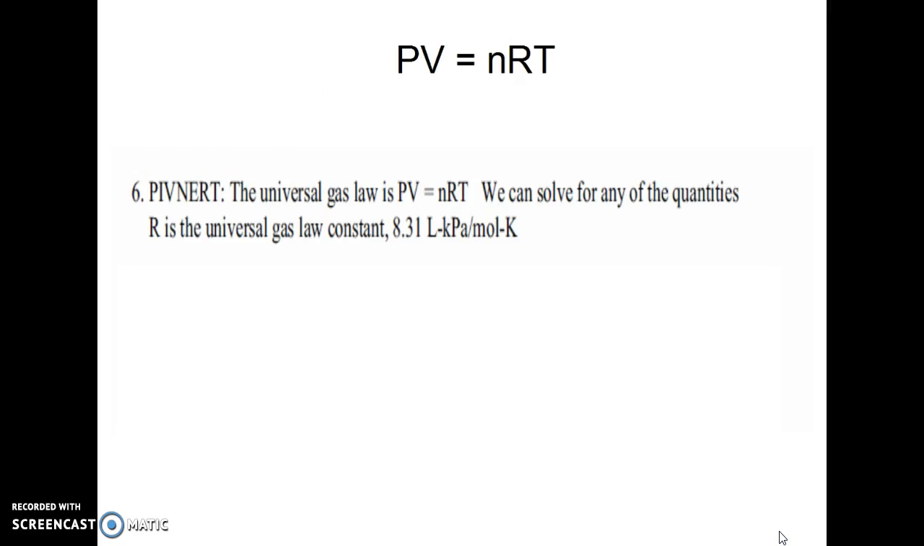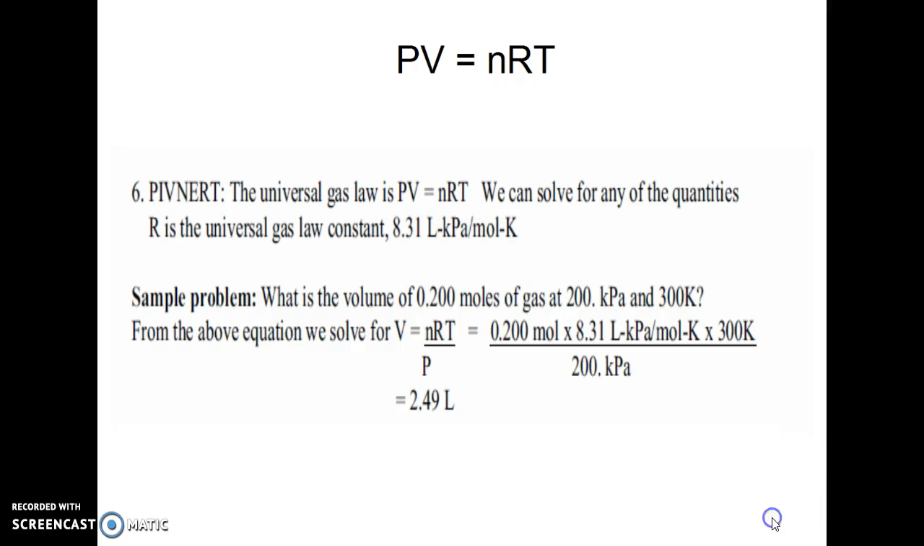Finally, PV equals nRT is the universal gas law, where R is the universal gas law constant, 8.31 liter kilopascals per mole Kelvin. So we have a problem. What's the volume of 0.2 moles of any gas at 200 kPa and 300 Kelvin?